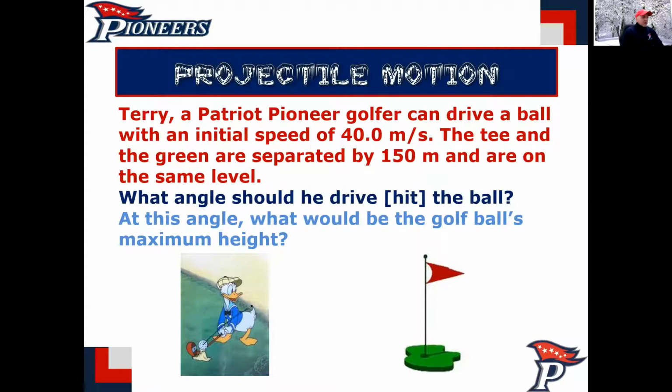So Donald Duck is hitting the ball like this, right? It's 150 meters from there to there. So again, we're given this dx value, but this time we're given the initial speed that he hits the ball at is 40, but we don't know the angle. And then it wants us to find this, right? What is the highest point? What is dy in the middle?